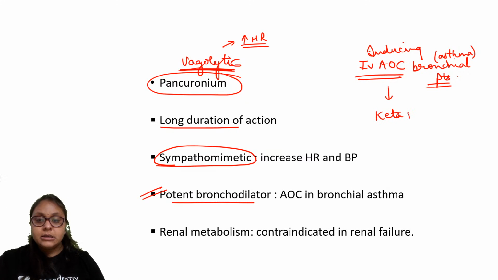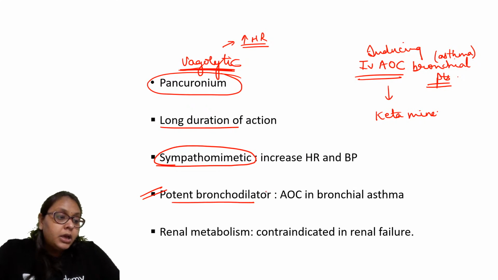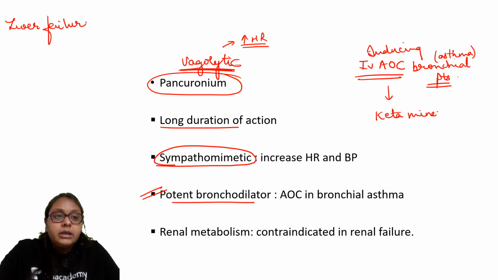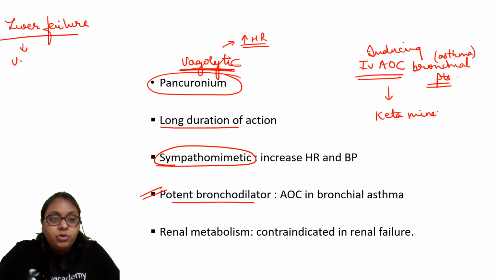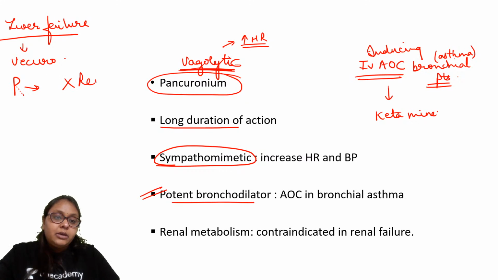Ketamine, because it is a bronchodilator. A muscle relaxant is pancuronium. ठीक है. तो लिवर फेलियर में क्या कॉन्ट्रा इंडिकेट है? लिवर फेलियर में, ठीक है, लिवर में वैक्यूरोनियम यूज नहीं करते और पैंक्यूरोनियम. इसमें सिर्फ एक डंडी लगा देंगे तो आर बन जाएगा. पैंक्यूरोनियम इज नॉट टू बी गिवन इन रीनल फेलियर.